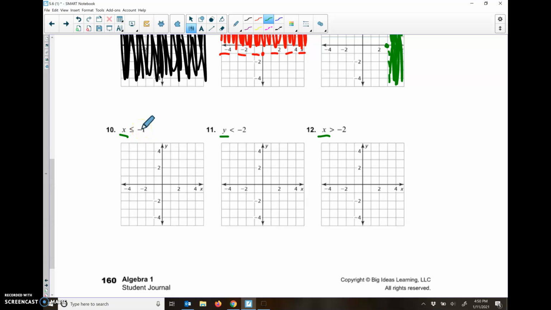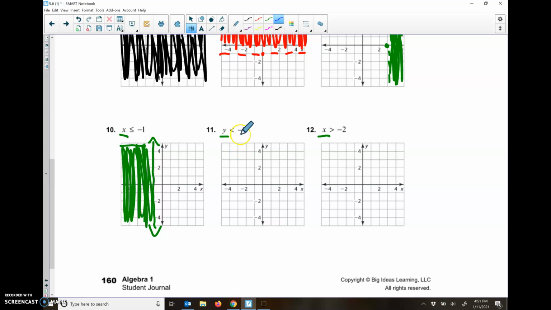So x is less than -1. So I'm going to put a straight line since it's equal to. None of the dashed lines like I did on the first 3. And anything less than -1, so that's going to get shaded all the way over here. Like -2, -3, -4, -5. And all those left of the graph that we can't see.